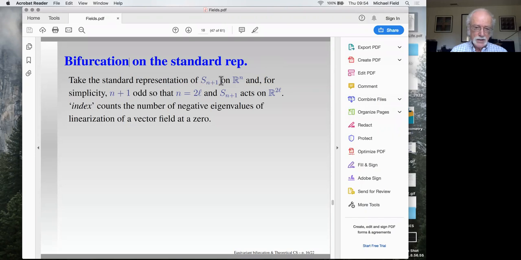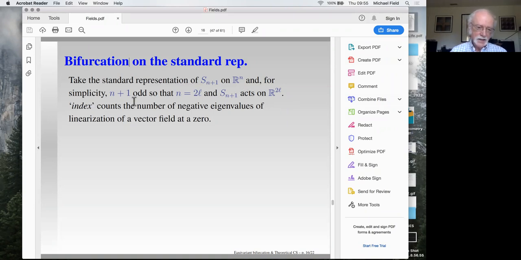So we look at the standard representation on Rn. It's very geometric. I'll show you in a minute. We're going to take n plus 1 odd. It makes life simpler. So, I'm using n plus 1 here. Notice this is a little switch, but it just makes the notation easier. So I'm not using d's here, I'm using n's. So n is 2l, l is half of n, right? And Sn plus 1 acts on R2l.